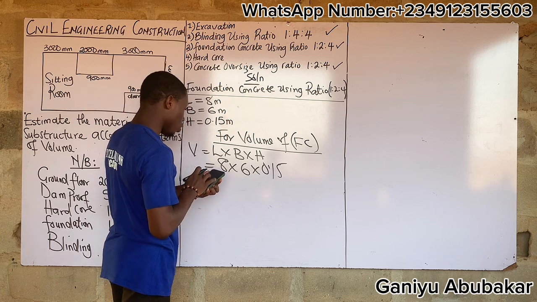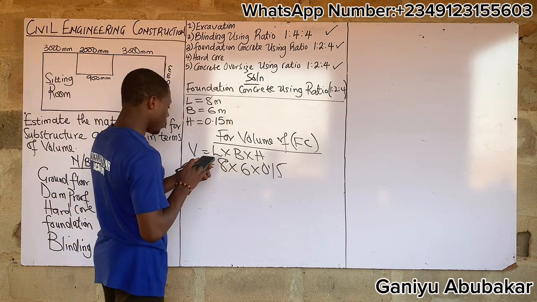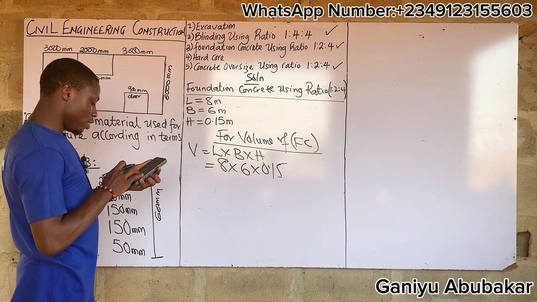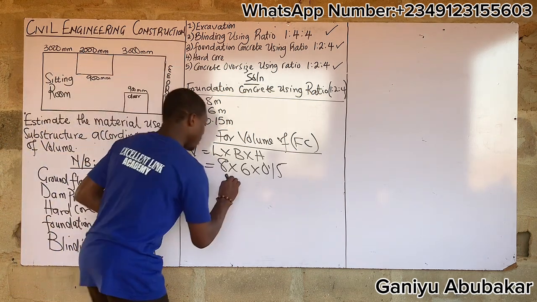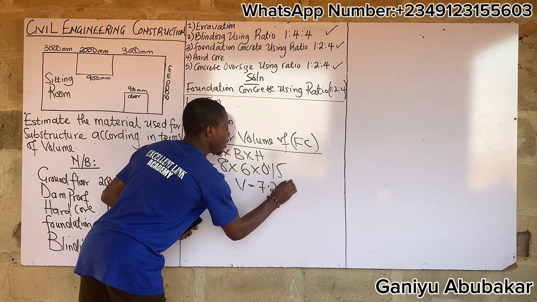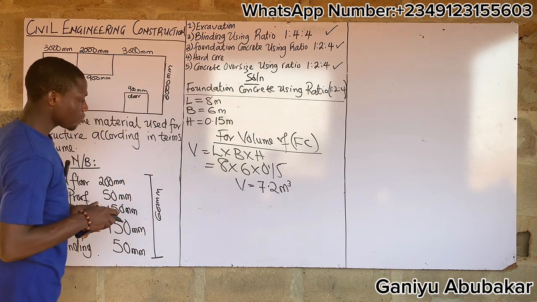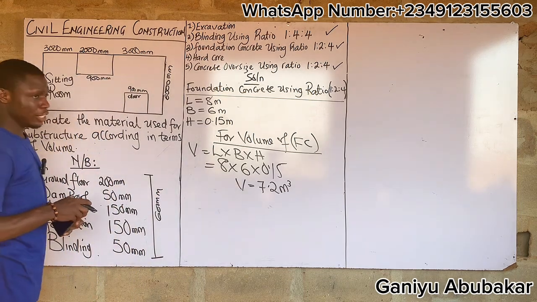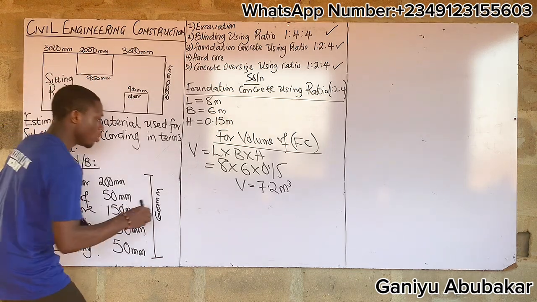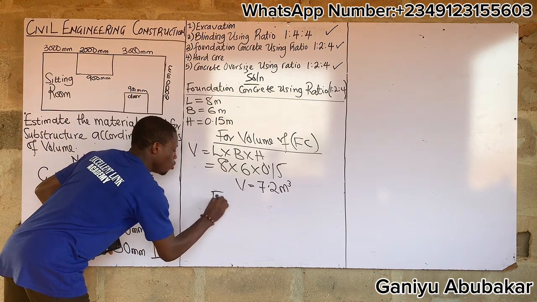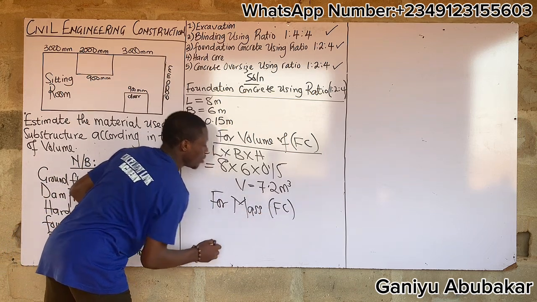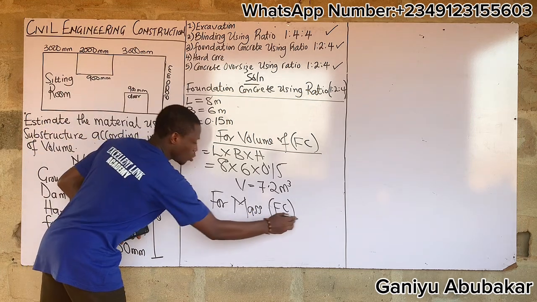Now if I punch my calculator, what do I get here? This becomes 8 times 6 times 0.15. My volume there is equal to 7.2 meter cube. That's my volume. Next up, I'll get the mass of this foundation concrete. Write your own info, please.